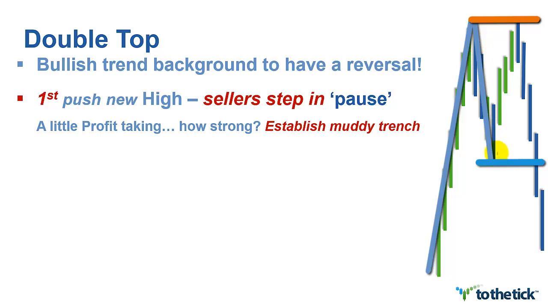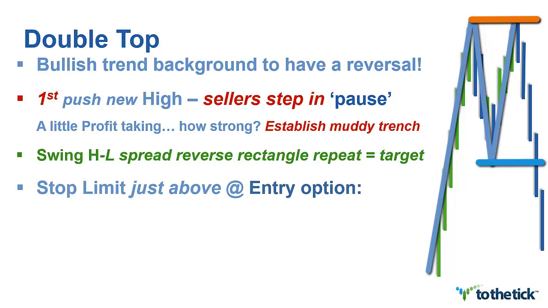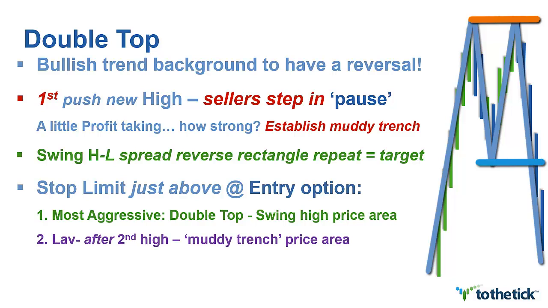Again, the size of this pattern and what you're looking for in a reversal, stepping in with the big trending action in the background, is all trader choice here. So the swing high and low spread itself actually establishes our reverse rectangle to repeat as a target, so very early in the pattern. And then stop limits, realize they are just above each of these entry options, and number 1, the most aggressive, is that double top, swing high price area. Number 2 would be my option.